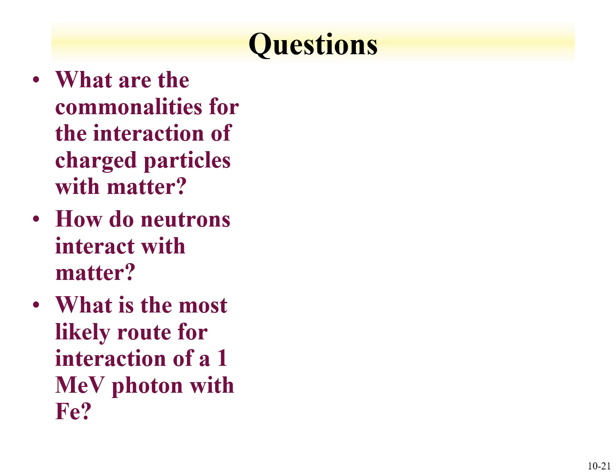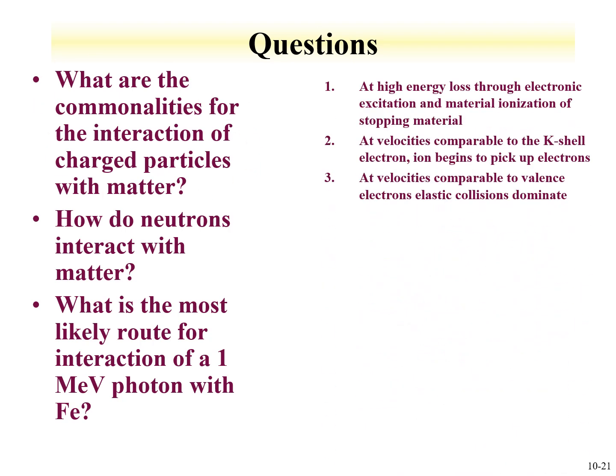Some questions that you may see or should be able to answer from Lecture 10 are provided here. What are the commonalities of interactions of charged particles with matter? At high energy, the loss is primarily through electronic excitation and material ionization. At velocities where they're slower, and they're comparable to the K shell electron, ions begin to pick up electrons. So if you have a charged particle going through a material, it starts to pick up electrons as it slows down. And at velocities comparable to the valence electrons, elastic collisions dominate.